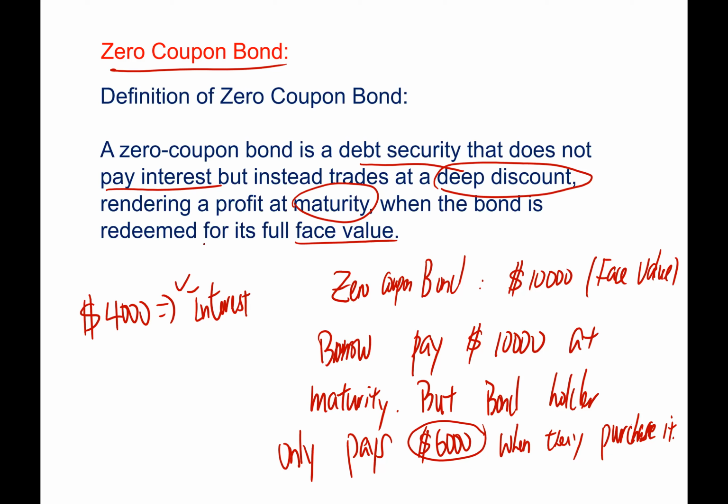All right, any questions on the zero coupon bond? The important concept here is the face value. Every bond has a face value. For a zero coupon bond, the face value is very important for the investor because it determines how much interest they will earn from this investment activity.